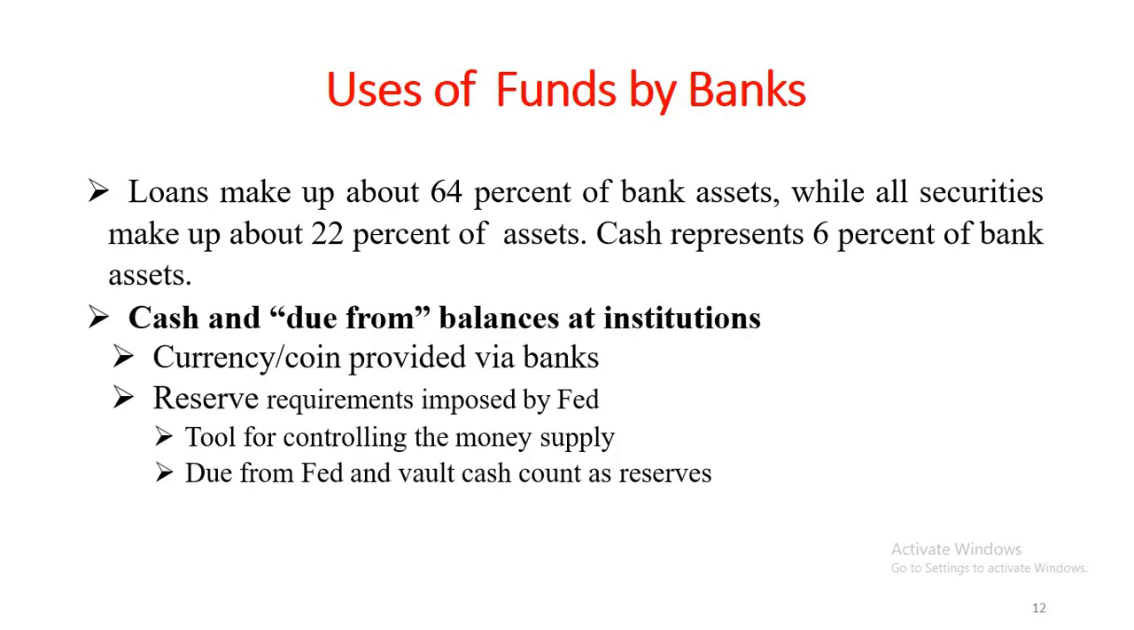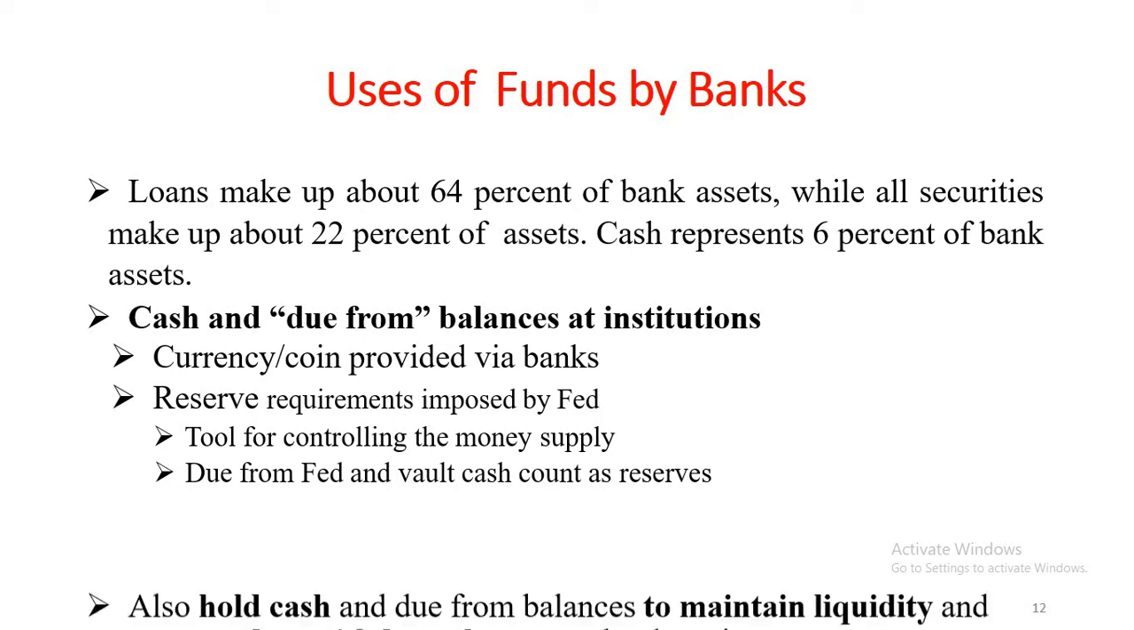Cash can be in the form of currency or coin provided by banks. In the meantime, banks also need to keep cash as part of the reserve requirement imposed by the central bank or Fed. The central bank uses reserve requirements to control the money supply in the economy. So these cash holdings are part of the Federal Reserve requirement, and banks also keep cash in their vaults as reserves.